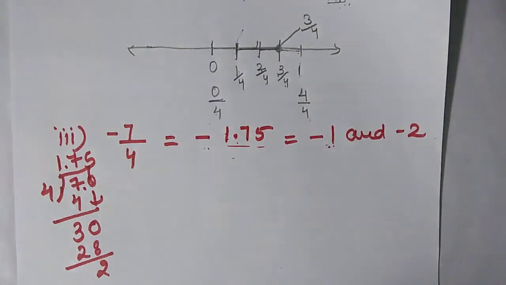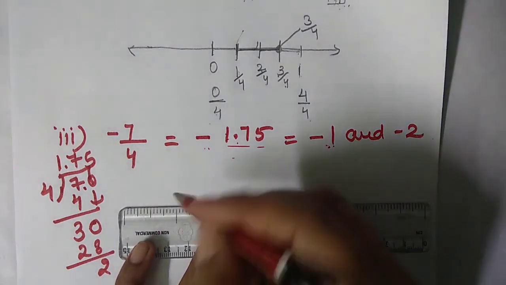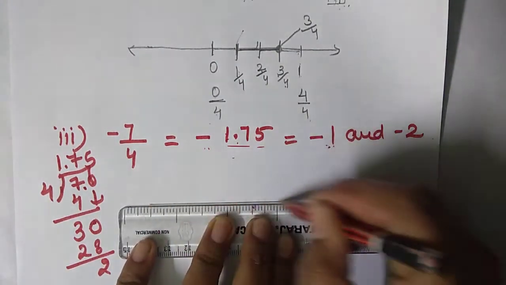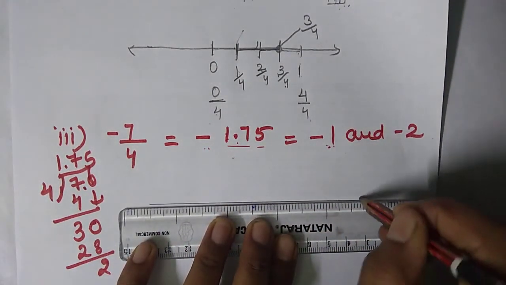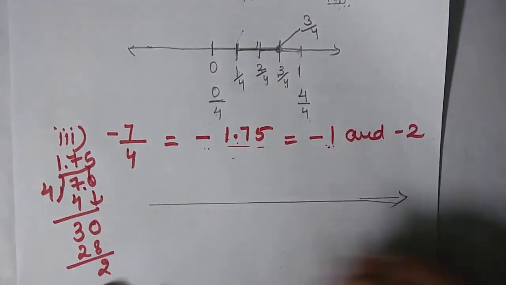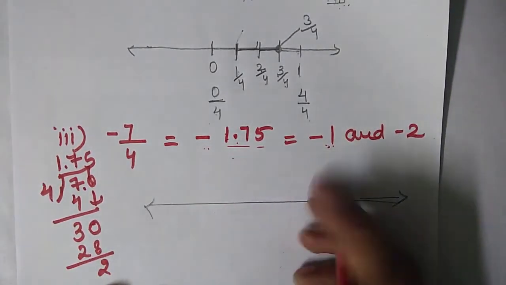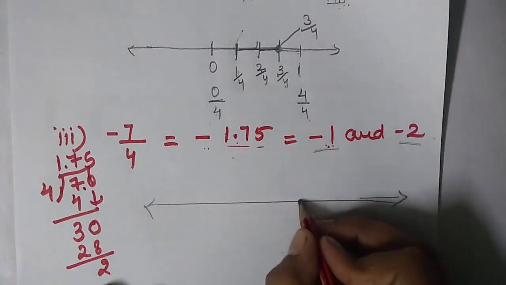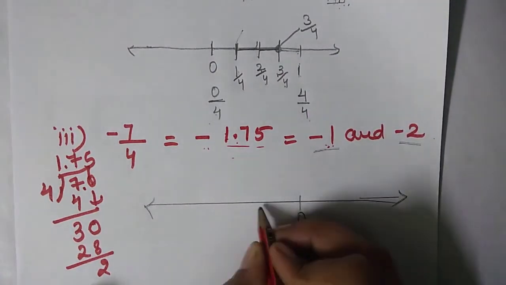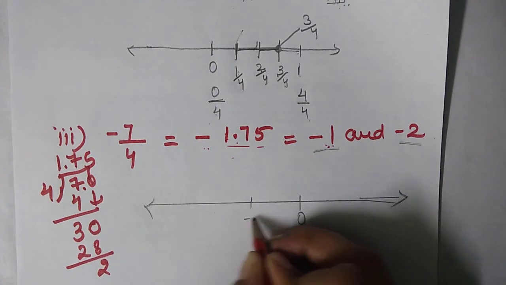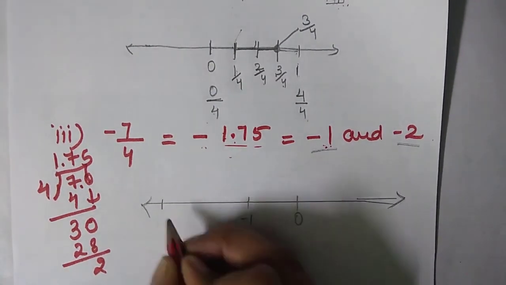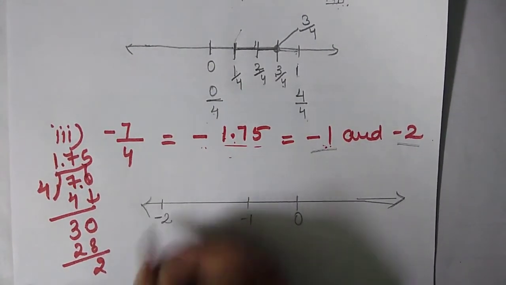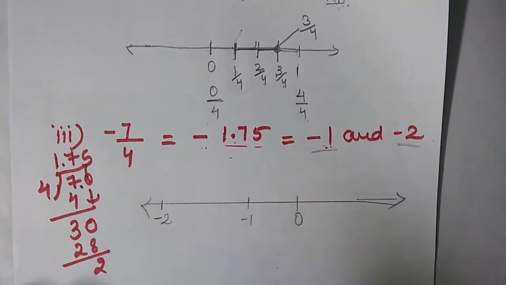Okay, so let us draw a number line. So here I am drawing a number line. This must be straight. Now I have to consider minus 1 and minus 2. So make it 0 here. So it will be your minus 1. Let this be minus 1, and this will be your minus 2. Okay, minus 1 and minus 2.